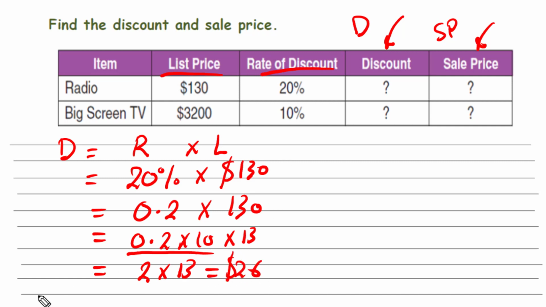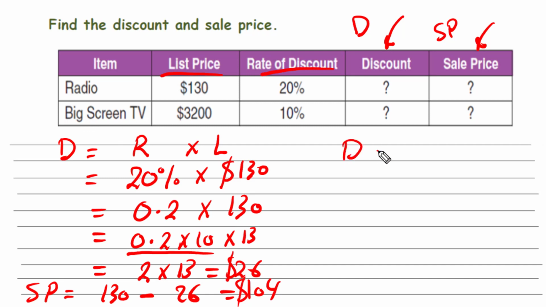To find the sale price, just subtract the discount from the list price. So 130 minus $26 is equal to $104.